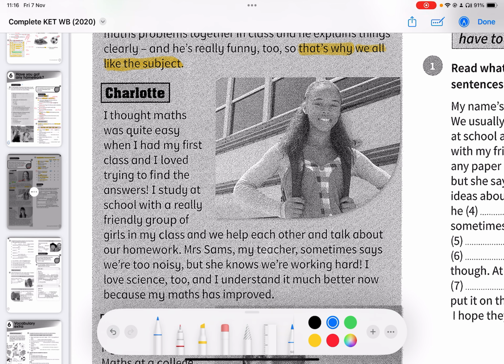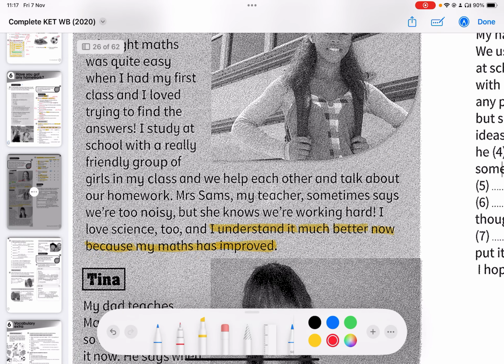So I think that's this last sentence we've got. I love science too, and I understand it much better. Và tớ hiểu nó tốt hơn rất nhiều bây giờ. Because, bởi vì, my maths has improved. Improved means has got better. Đã được cải thiện. So it is another subject.